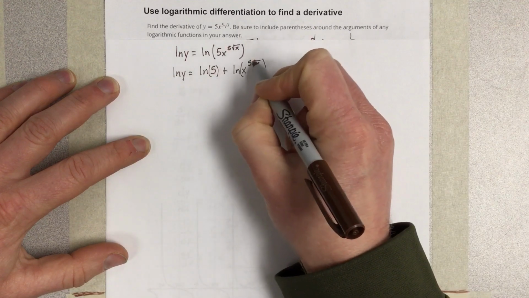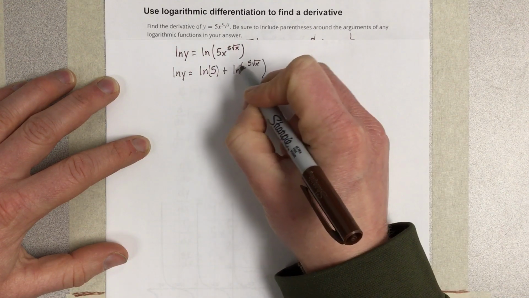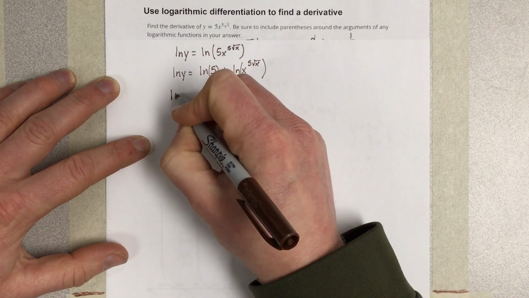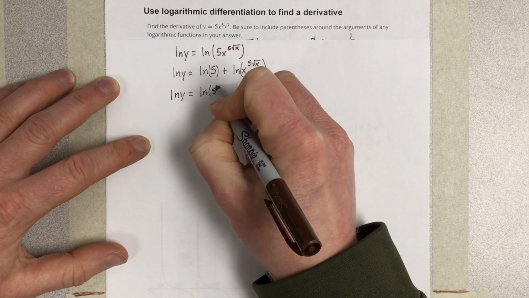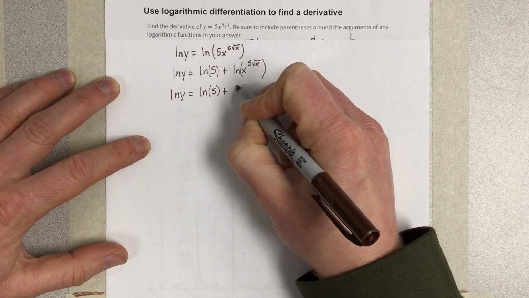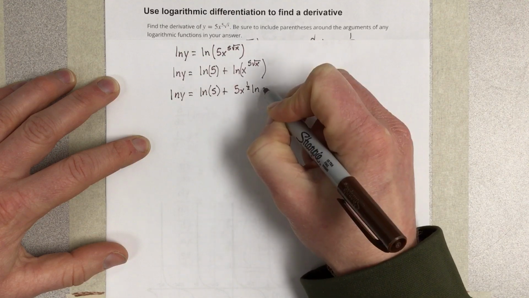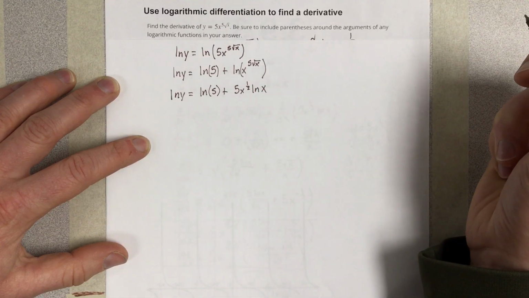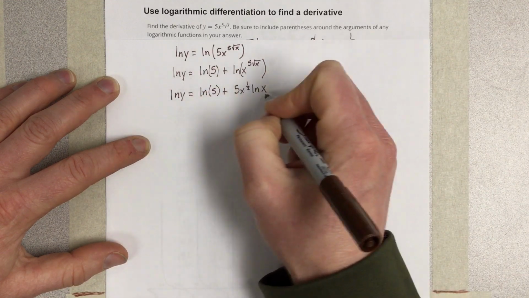I can now use the exponent log law, which brings the exponent to the front, so I can write that as natural log y is equal to natural log of 5 plus, I'm going to write this as 5x to the 1/2 power natural log of x. And now I'm ready to do the derivative. I have all these separated.